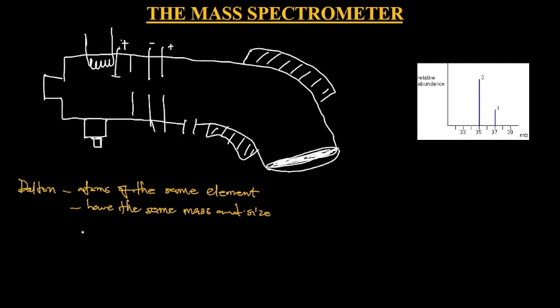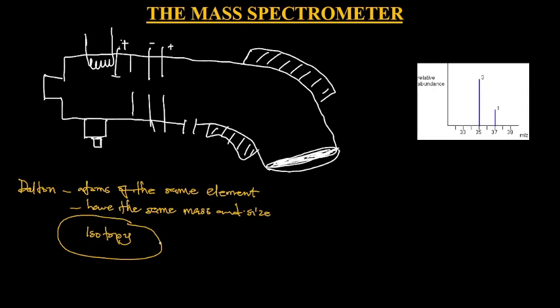So we have isotopy that disproved this theory. With isotopy, we came to find out that we can have atoms of the same element with different masses because they will be having different numbers of neutrons.